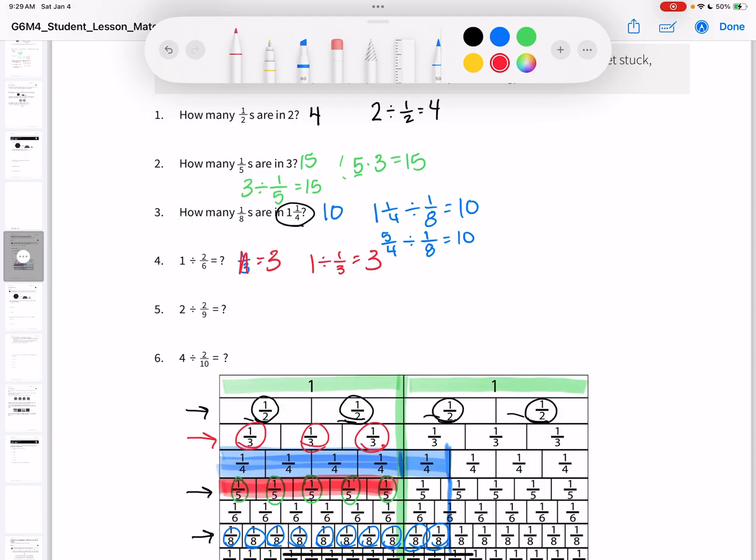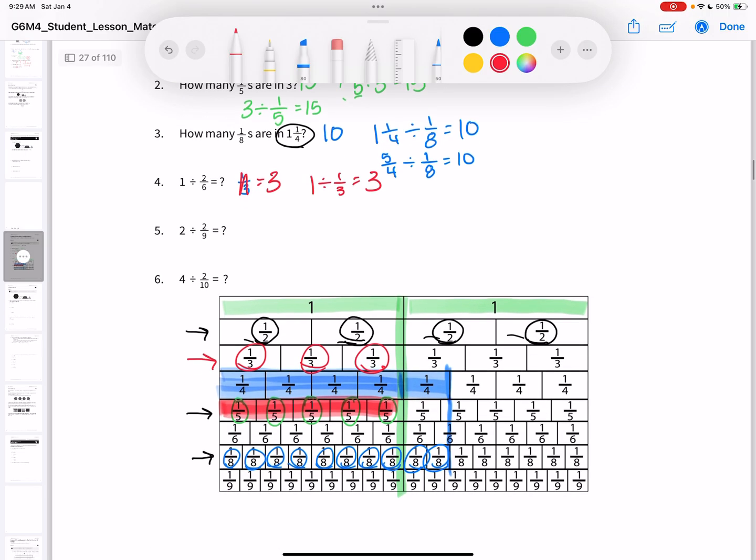Now, if we wanted to look at the 2/6, we could do it this way, where you have, let me go here. This is 2/6, this is 2/6, and this is 2/6. So how many 2/6 do we have? Well, we have 1, 2, 3, 2/6. Okay.